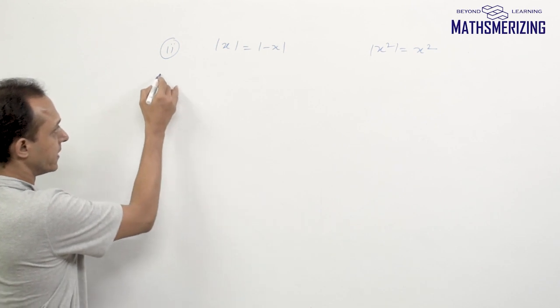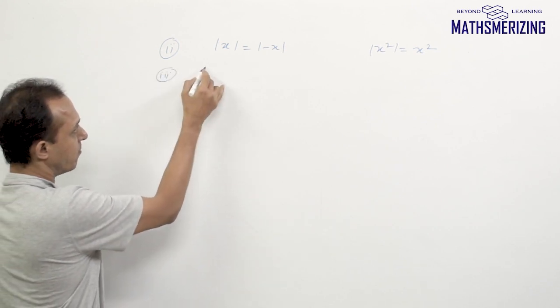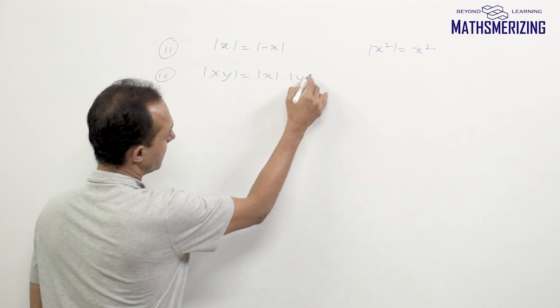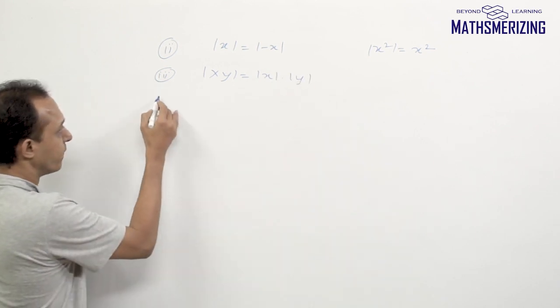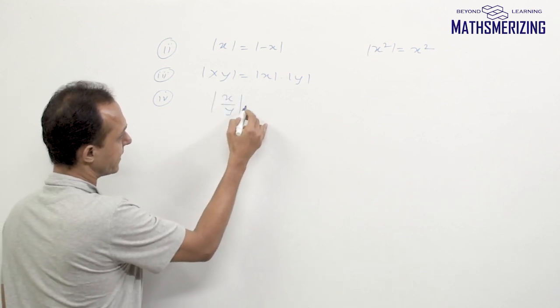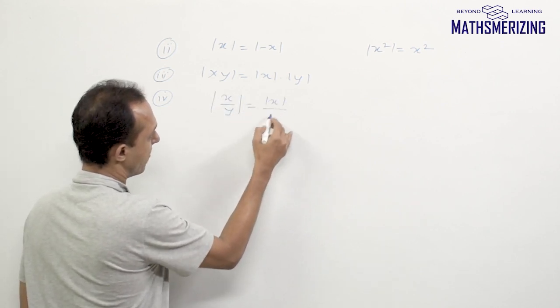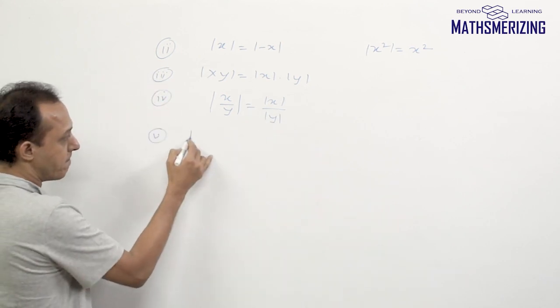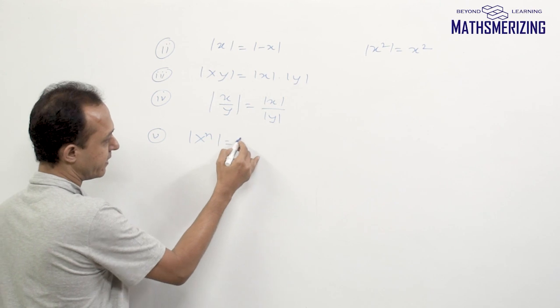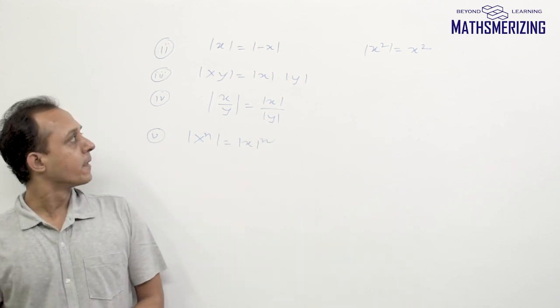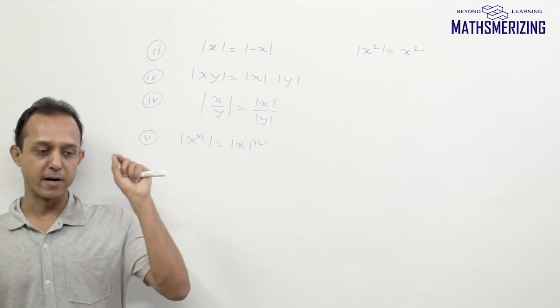Now the third property is mod of x into y is the same as mod x into mod y. And the fourth one is mod of x upon y is the same as mod x upon mod y. And another property is mod of x to the power n is the same as mod x to the power n. These are very simple and self-explanatory properties.